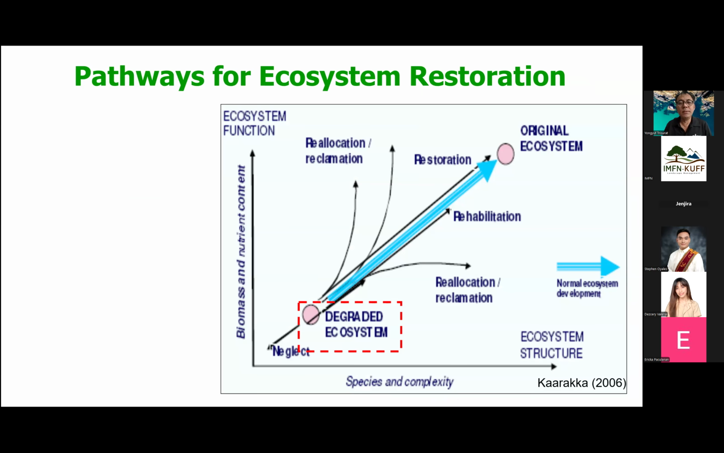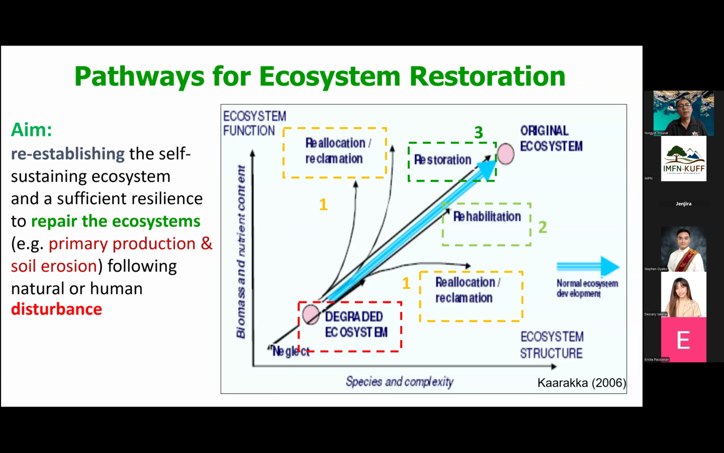So how about the concept of ecological restoration? The aim of eco-restoration is to re-establish a self-sustaining ecosystem with sufficient resilience to repair the degraded forest that has lost productivity or function. If you see this map, we have two stages, right? One is the original ecosystem, before any degradation.